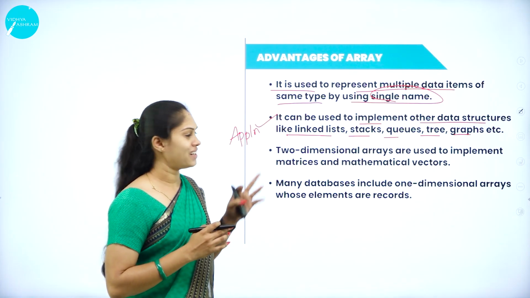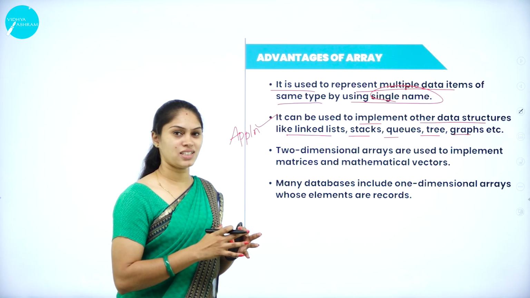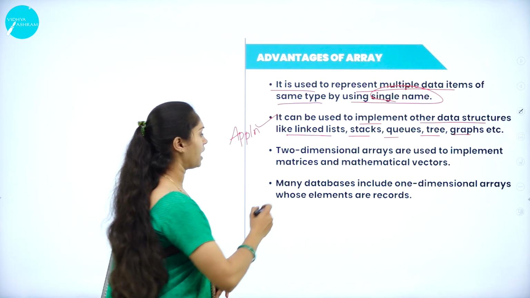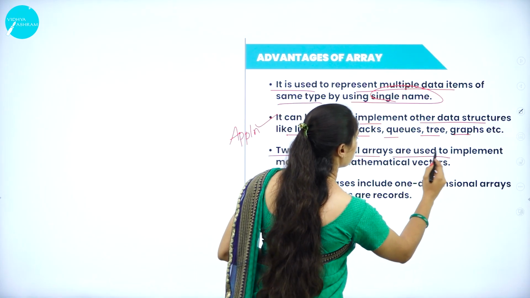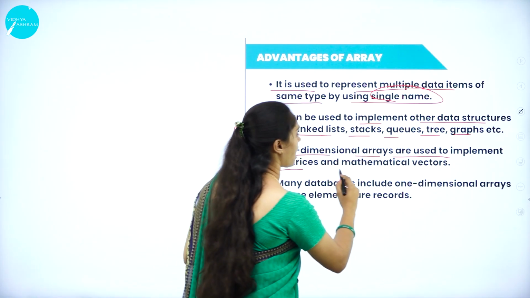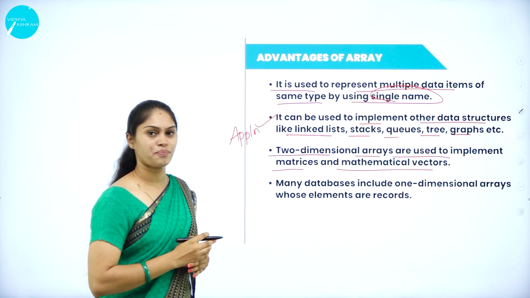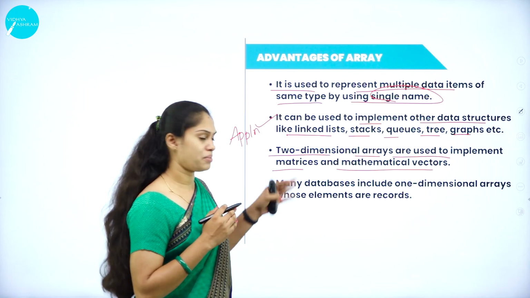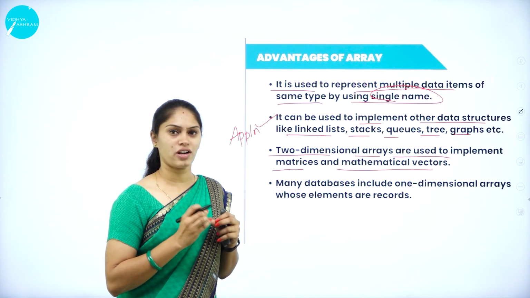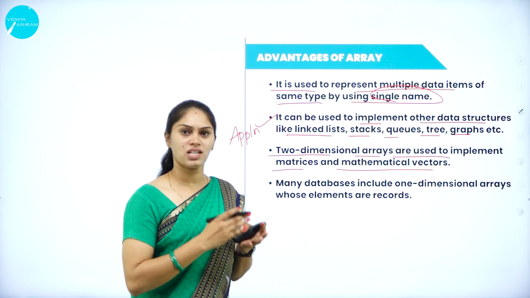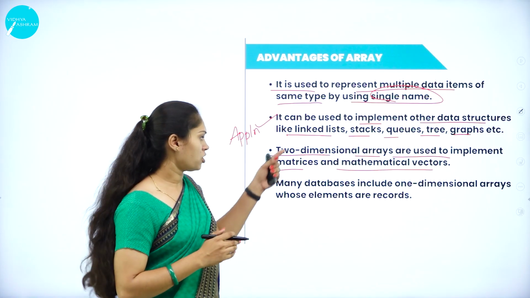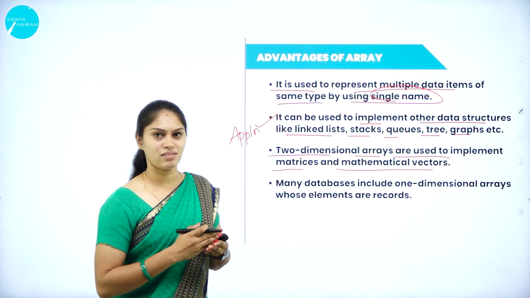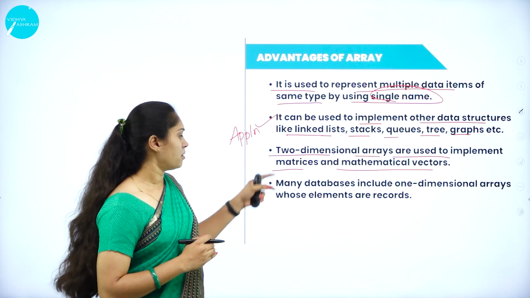We are going to implement linked lists, stacks, queues, everything, and trees and graphs by making use of the array concept. And two-dimensional arrays are used to implement matrices and mathematical vectors. If you want to represent matrices, that is nothing but a combination of rows and columns, so that comes under a two-dimensional array. This two-dimensional array will be used in the mathematical vector representation and in matrices.